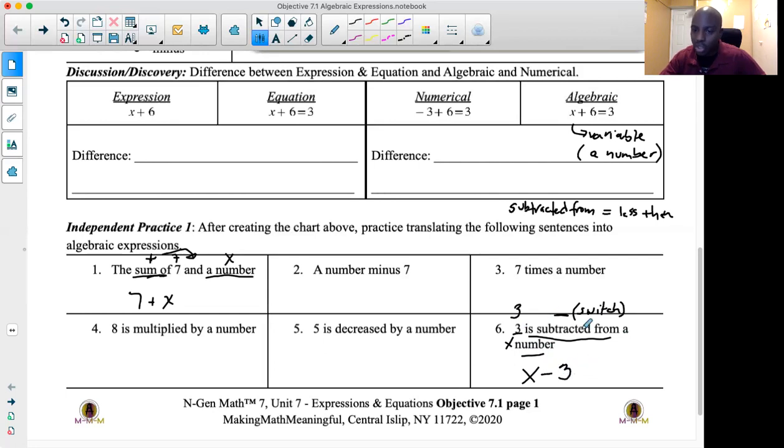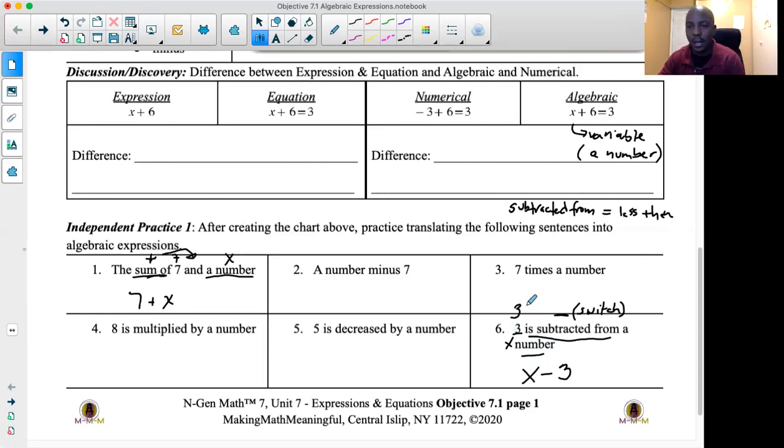Whenever you see the words subtracted from or less than, that means switch the order of the two of them, because it's really saying the first one should be last and the last one should be first. So in this case, instead of being 3 minus X, it's going to be X minus 3.